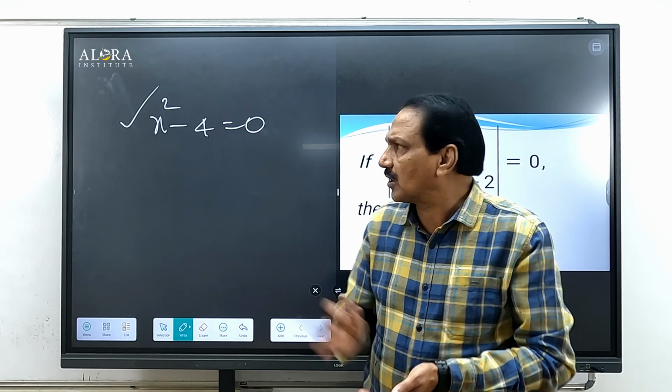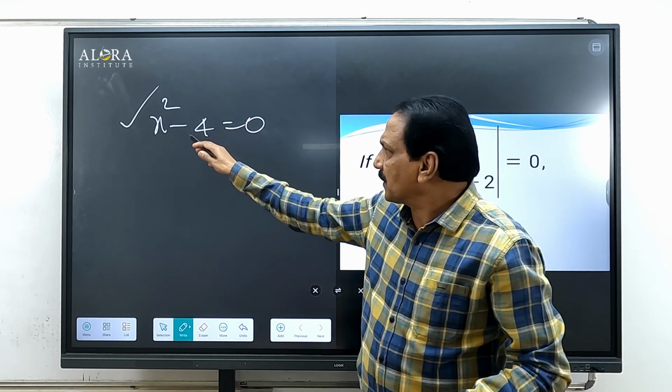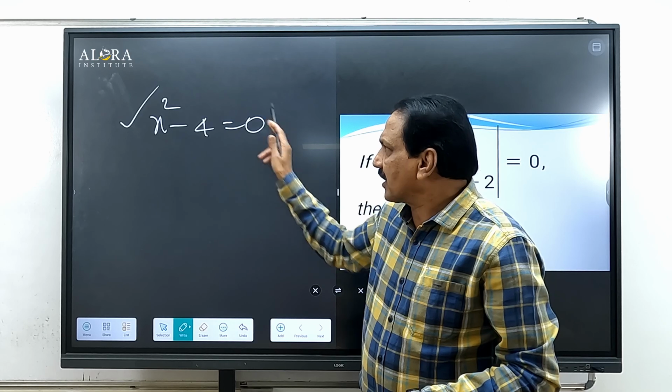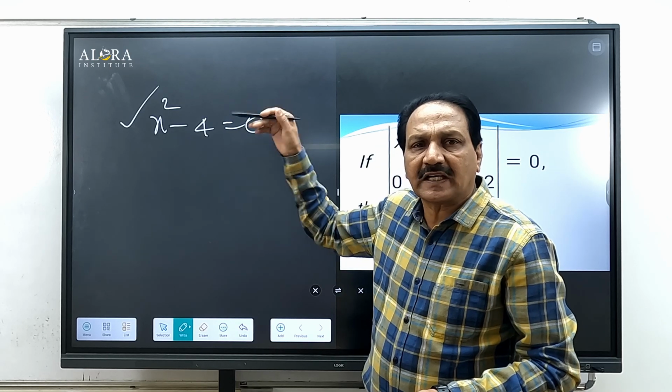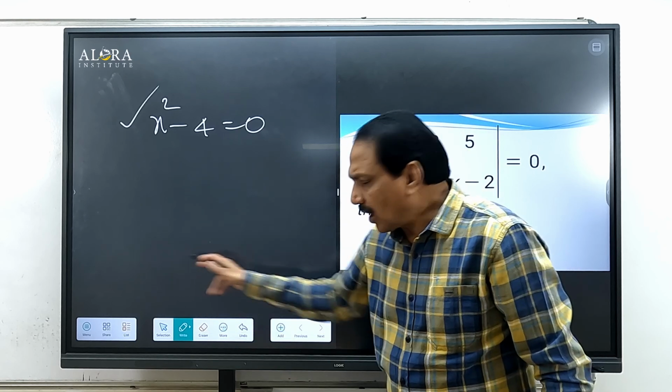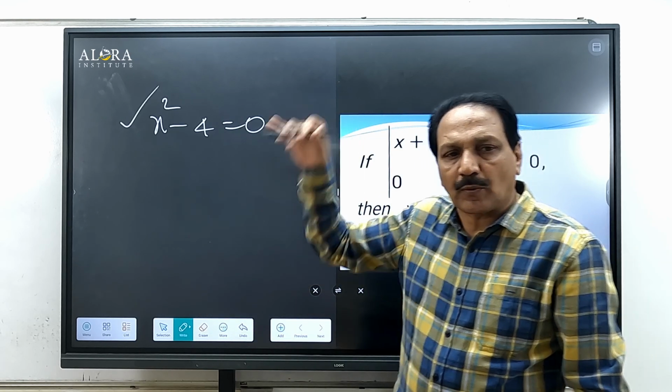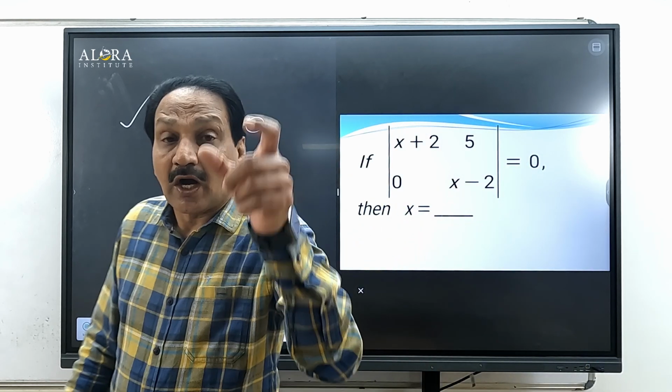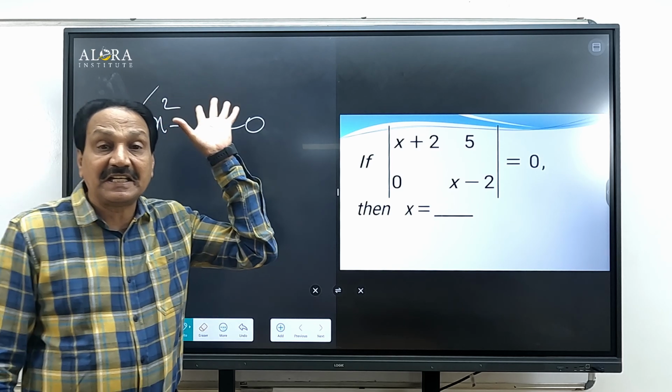Directly you can get the answer by inspection method. What do you mean by inspection method? Observe the expression. Transfer this to RHS, plus 4. X square equal to plus 4. What is x equal to square root of 4? That is plus or minus 2. Answer is gone. Look at the options. Go for selecting the appropriate answer. This is the way how you have to attempt DCET.